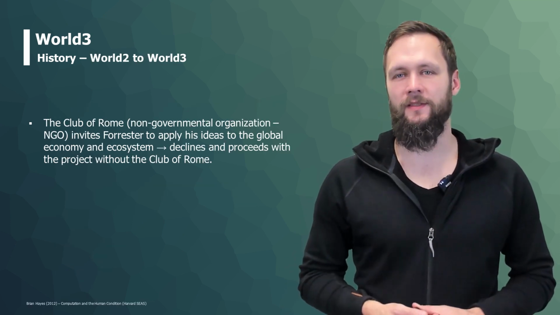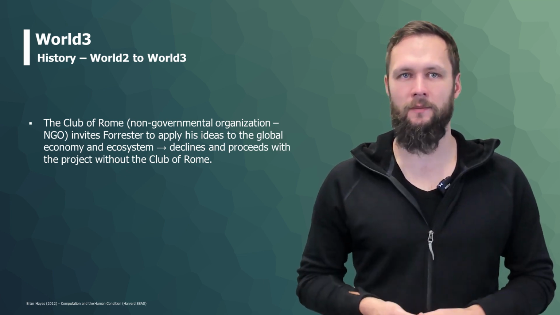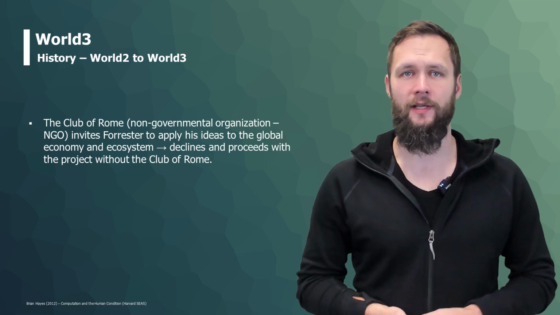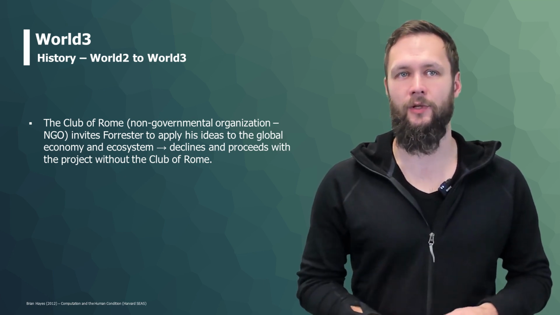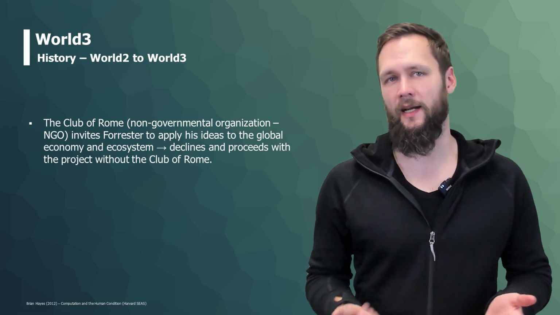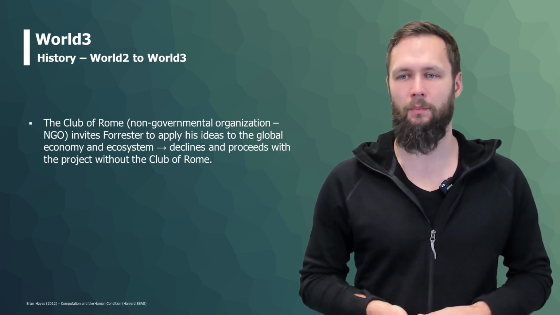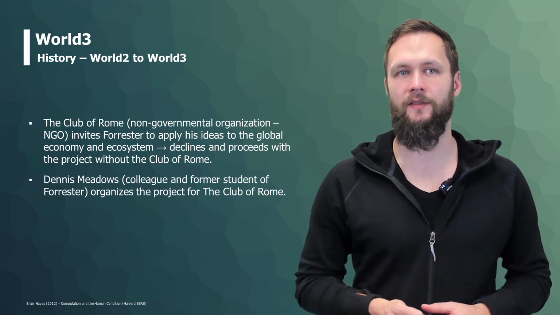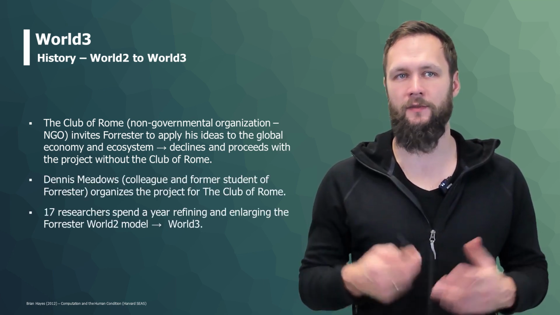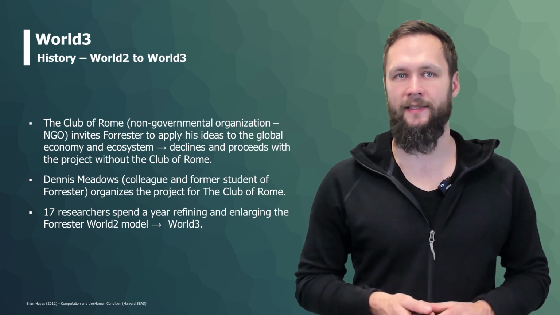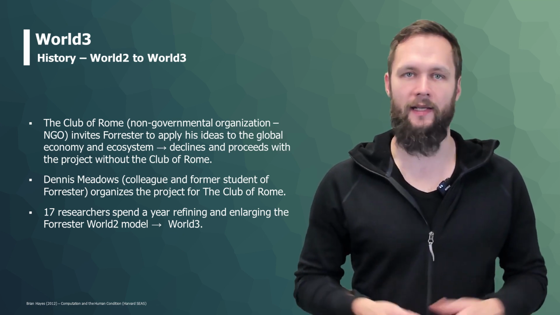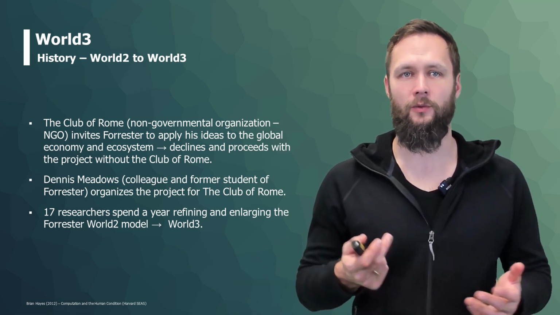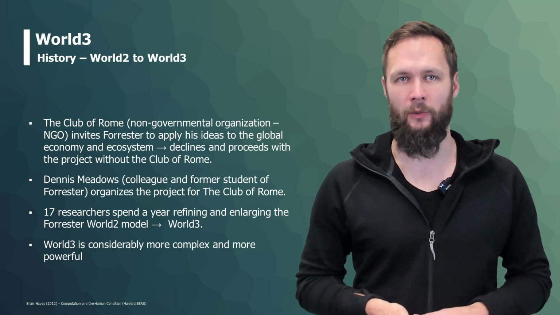Forrester uses the system dynamics approach for his World2 model, and when he published that, the Club of Rome, which is a non-governmental organization, invites him to apply his ideas to the global economy and ecosystem. He declines and proceeds with the project without the Club of Rome, but one of his former students and a later colleague, Dennis Meadows, organizes the project for the Club of Rome. 17 researchers spend a year refining and enlarging the Forrester World2 model, and you guessed it, the result is the World3 model, which is considerably more complex and more powerful.